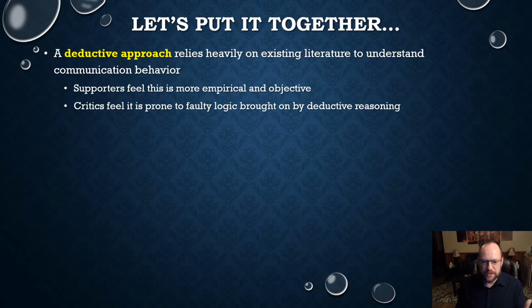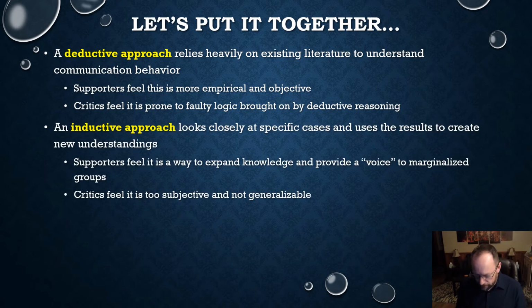So let's put it together. Deductive approach, we're taking the existing literature and empirically and objectively looking at a phenomenon. Supporters love it because of its objectivity, because of its reliability, because of its consistency. Critics feel that it can be faulty. Deductive reasoning sometimes can get in the way, and it can cloud results and lead to results that seem to be reliable on the surface, but actually are not valid.